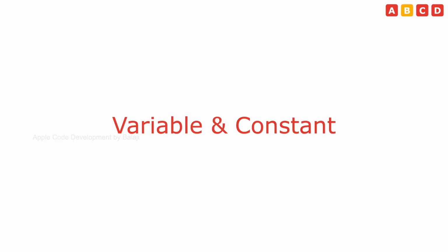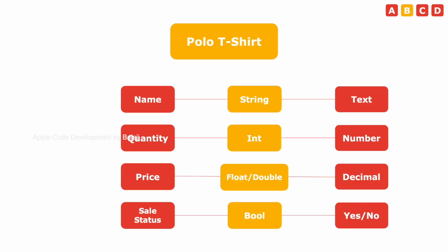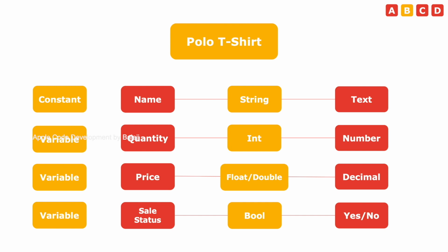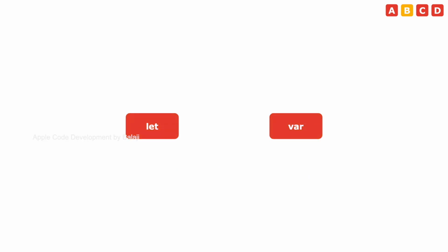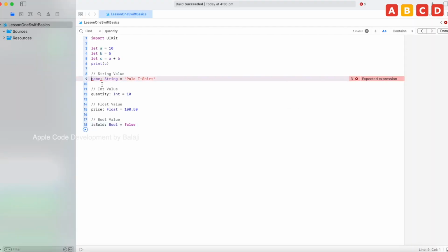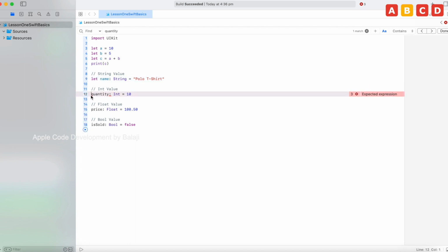The next topic is variable and constant. As per our example, we can declare the name as constant because the value of the property won't get changed. So the remaining properties, quantity, price and sales status, can be declared as variable. let and var are the keywords for this. Let's see this in the playground. Give let for the name at the beginning and var for the other properties.